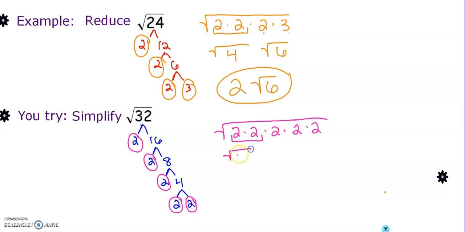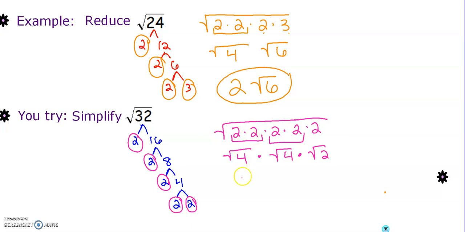I have the square root of 4. What do I have here? I have the square root of 4. And then I have a single 2. That's going to stay under the radical. All of these radicals are being multiplied because that's the product property rule. So now I can start taking the square roots.